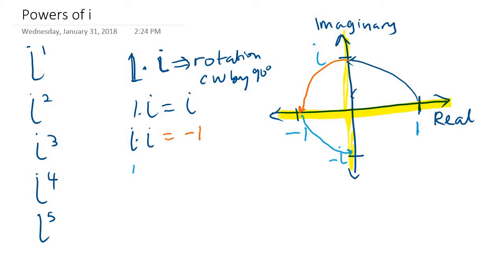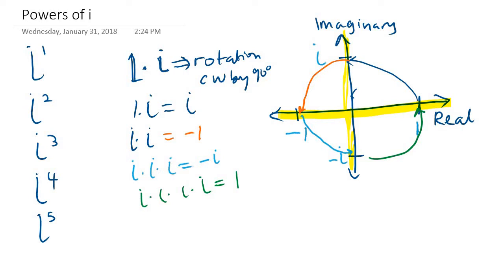And so i times another i will get me to -i. And then if I take another rotation from -i, I'm going to end up at 1. So it will be i times i again will get me to 1.